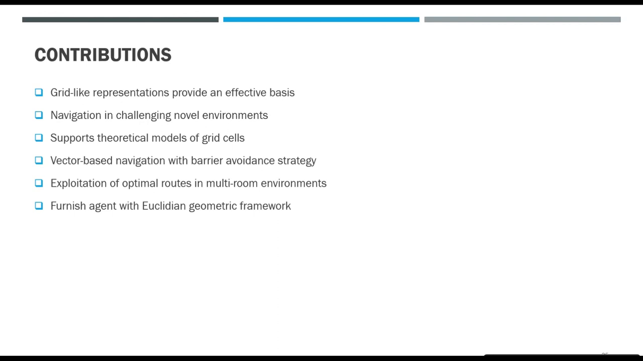The contributions of this paper are: the grid-like representations provide an effective basis for flexible navigation in challenging novel environments. Here, the authors initially started with a simple setting and then moved on to multi-compartment settings. It supports the theoretical models of grid cells and vector-based navigation that were previously lacking empirical support. The paper has also demonstrated that vector-based navigation can be combined with a path-based barrier avoidance strategy to enable the exploitation of optimal routes in challenging multi-room environments. Finally, it furnished the agents with a Euclidean geometric framework, which is similar to their proposed computational role in mammals.